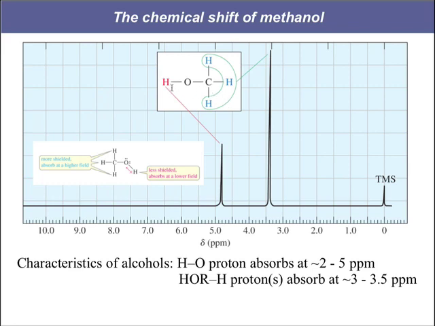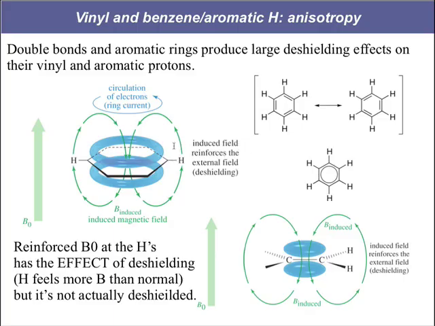The whole reason why our methanol OH hydrogen was downfield, had a higher shift, is because it is being deshielded by the oxygen. This hydrogen feels a lot of magnetic field because it is being deshielded by the oxygen. So these hydrogens feel a lot of magnetic field as well, but it's not because they're being deshielded. It's because they are actually literally feeling more magnetic field because there is more magnetic field around them. We not only have the applied magnetic field, we have the ring current magnetic field. That is called anisotropy.